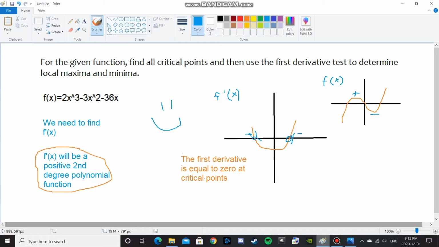You now have a solid strategy for solving problems asking for local maxima and minima of functions. I hope you found this video informative, and good luck on future problems.